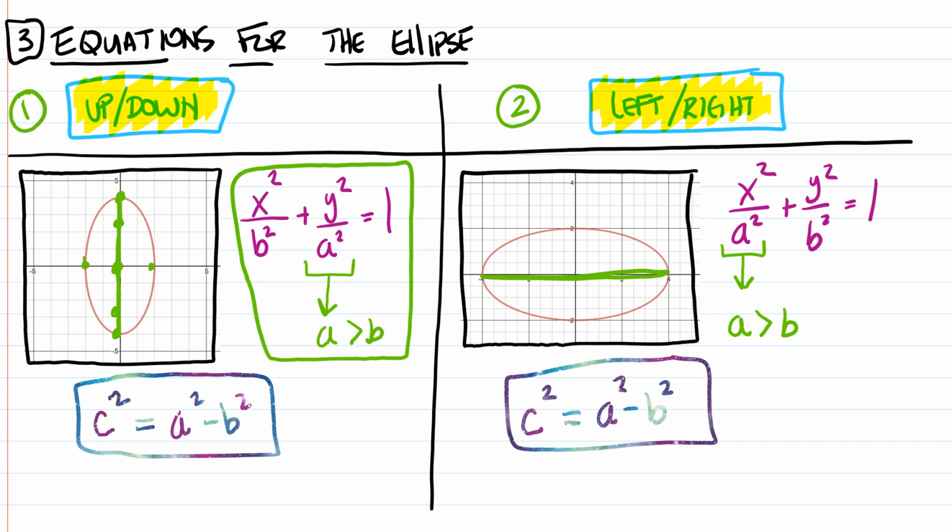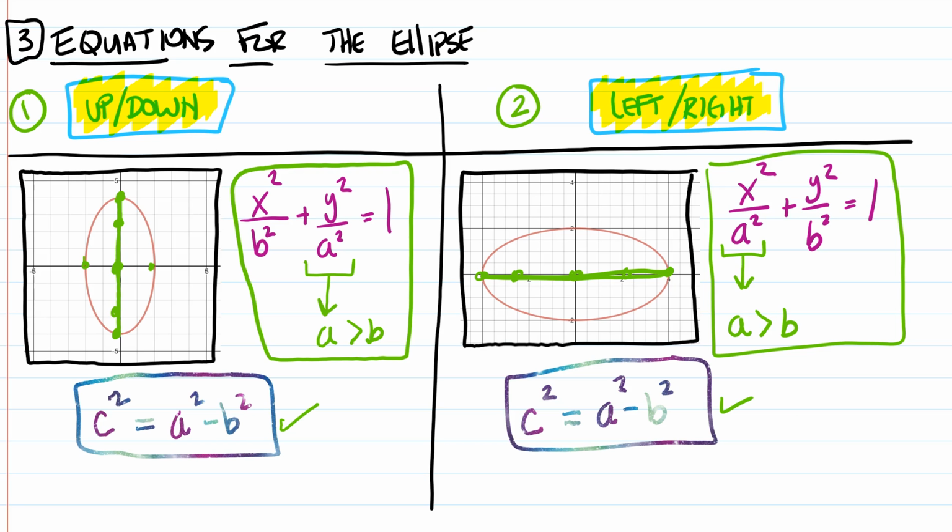If it's a left-right, my center will be here, my vertex will be over here, and my 2 focal points will be on the inside along that major axis. So here, the equation is going to be x squared over a squared plus y squared over b squared is 1. And again, a is larger than b, so the a is going to be on the major axis, so it's going to be a left-right ellipse. And in both cases, this still holds true. The c squared is equal to the a squared minus the b squared.